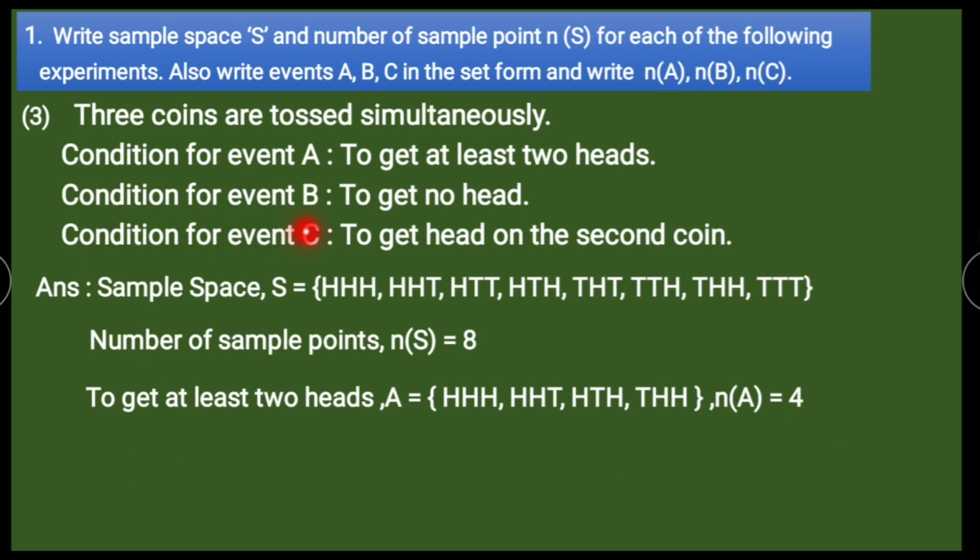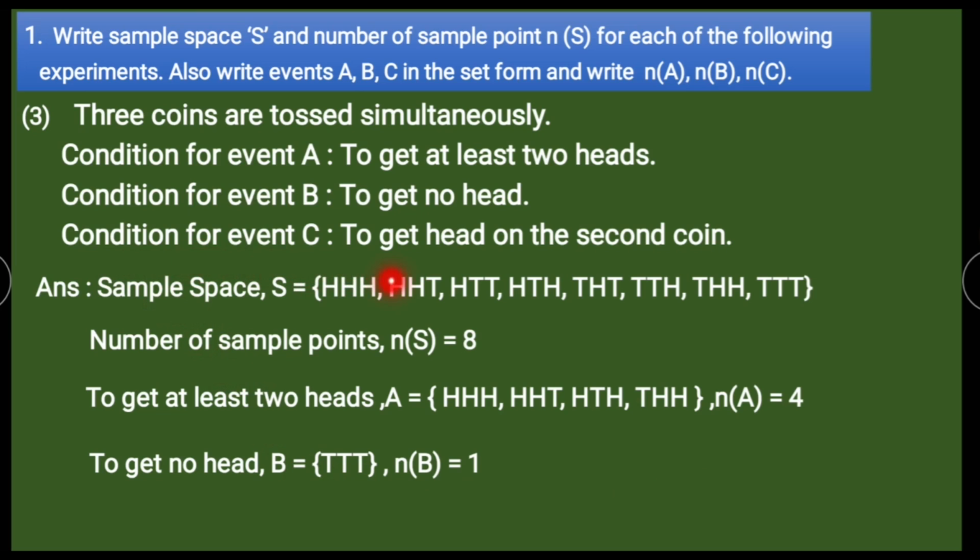So n of A equals 4. Then condition for event B, to get no head. That means we see here the last element is such that there is no head. So B contains only one element which is TTT. So n of B equals 1.